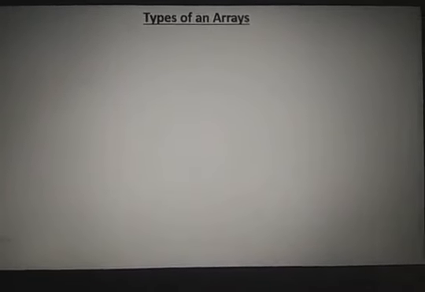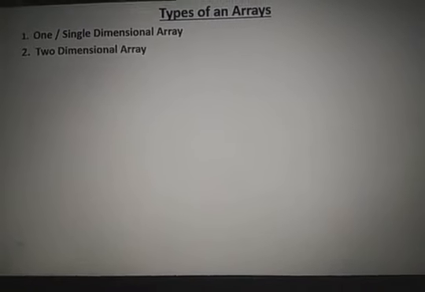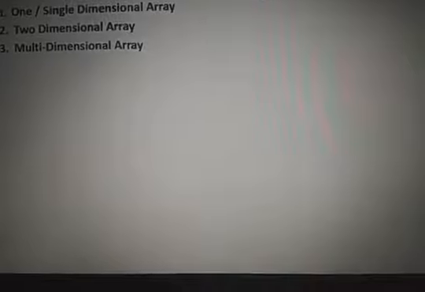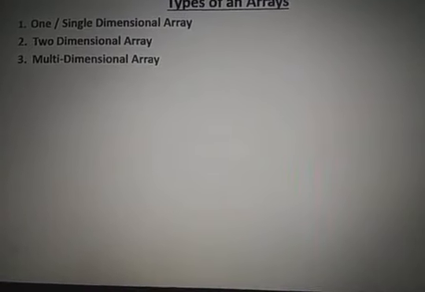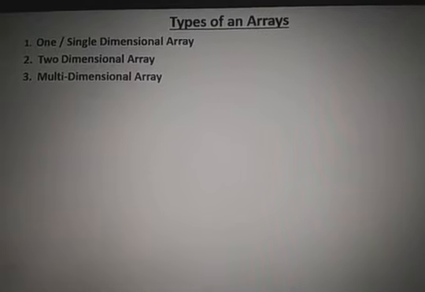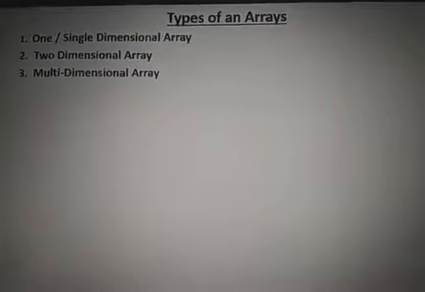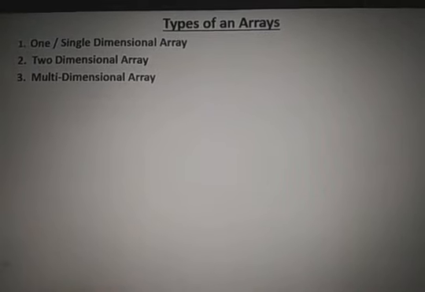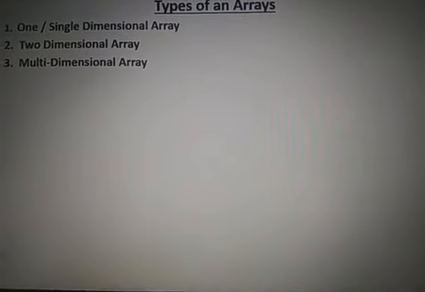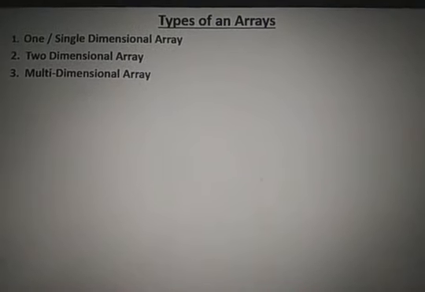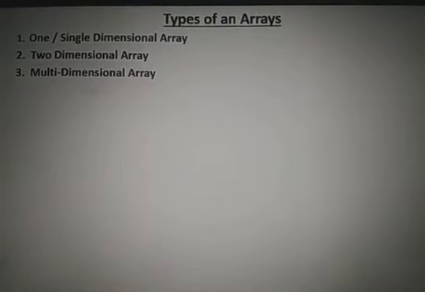Next, types of arrays. There are 3 types of arrays: one-dimensional array, two-dimensional array, and multi-dimensional array. What is a one-dimensional array? If the array is declared with only one pair of square brackets, meaning only one index or one size is available, it is called a one-dimensional or single-dimensional array. Two-dimensional has 2 indexes or 2 sizes. Multi-dimensional has 2, 3 or more indexes or sizes.